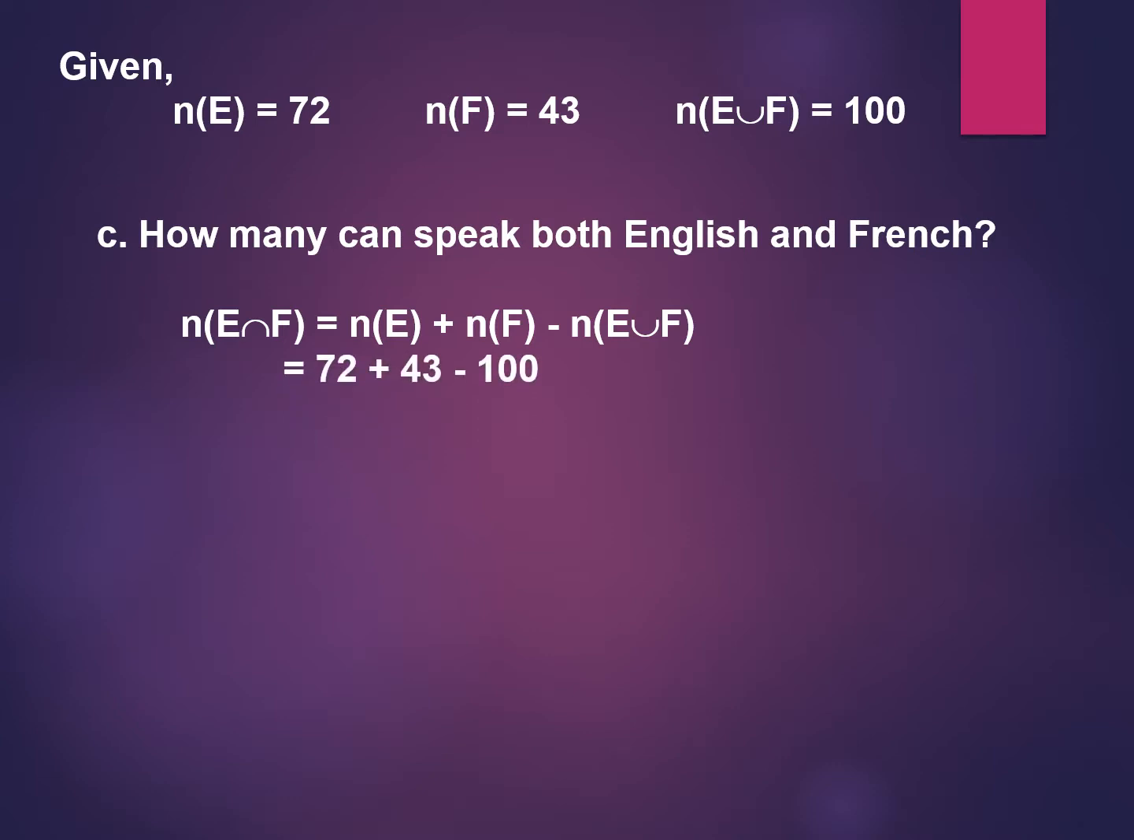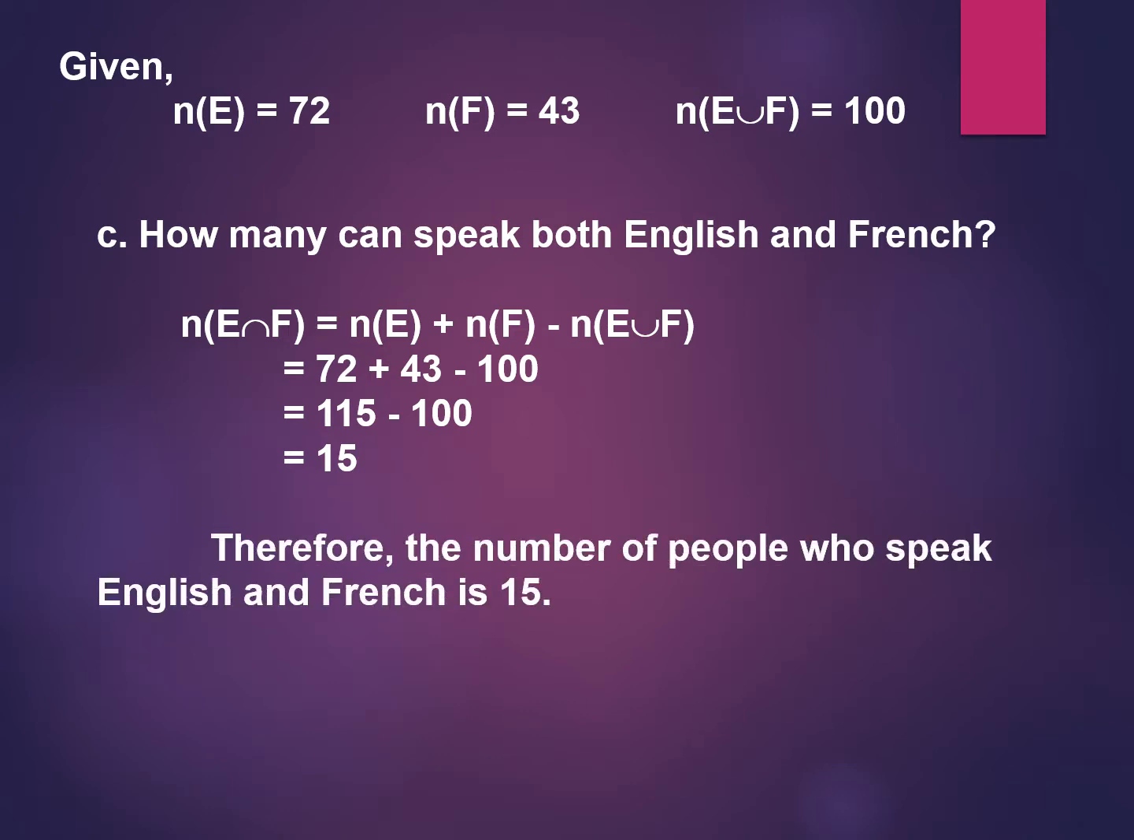Set E is equal to 72 plus set F is equal to 43 minus the union of set E and set F is equal to 100. So 72 plus 43 is equal to 115 minus 100. 115 minus 100 is equal to 15. Therefore, the number of people who speak English and French is 15.